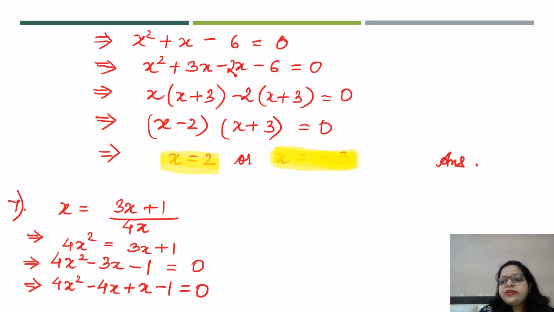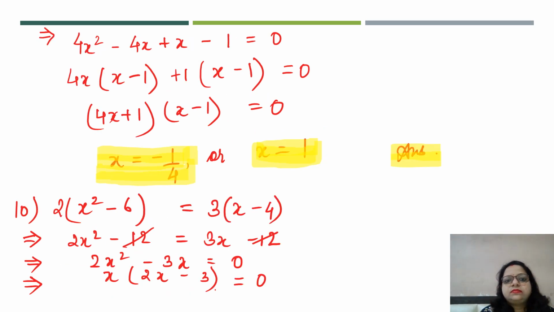Coming to the next slide, children. 4x square minus 4x plus x minus 1 is equal to 0. 4x into x minus 1 plus 1 into x minus 1 is equal to 0. 4x plus 1 into x minus 1 is equal to 0. So the value of x is minus 1 by 4, or x is equal to 1. That is the answer.